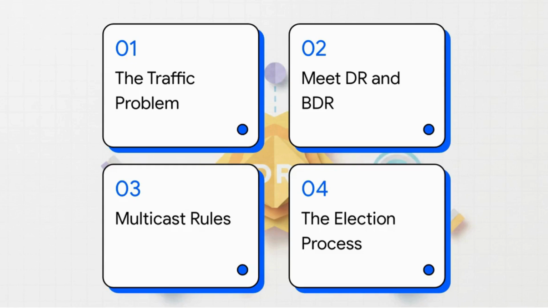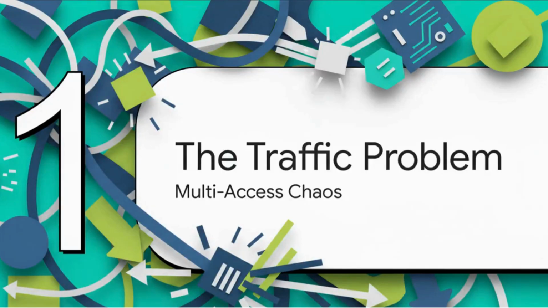Okay, let's dive into this. Here is our roadmap for today. Number 1, the network traffic problem. 2, meet the DR and BDR. 3, multicast communication rules. And 4, the OSPF election process. Section 1, the network traffic problem, multi-access chaos.